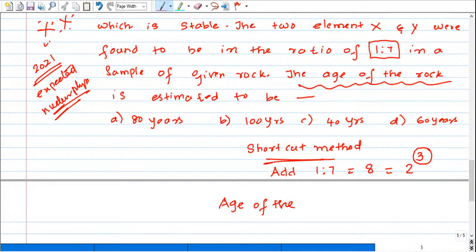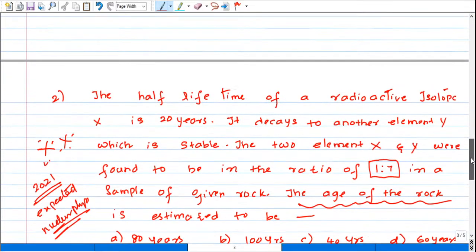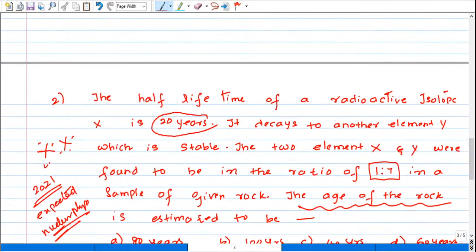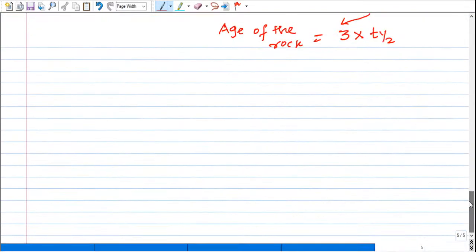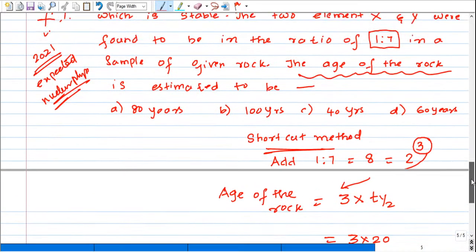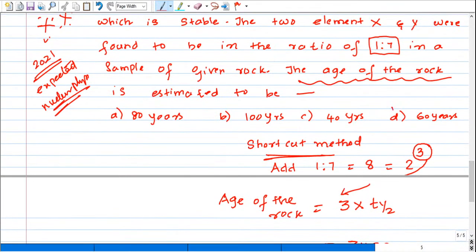To find the age of the rock, you write down this number 3 here, multiplied by half-life. He has given half-life. How much? Half-life is 20 years. So here I can multiply 3 into 20, which will give you 60 years. So now let us see where the option lies. So the option lies in option D.